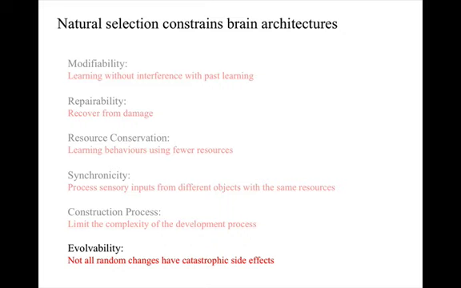So a brain architecture in which not all mutations result in serious deterioration in some function will again have a natural selection advantage. So, analogous with electronic systems, brains have a number of constraints on their architectures imposed by a number of practical considerations.